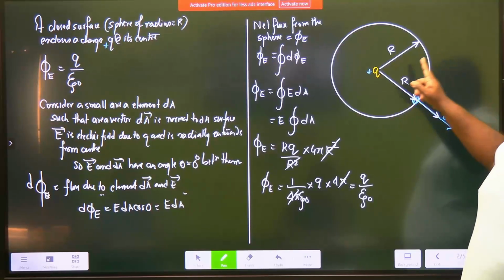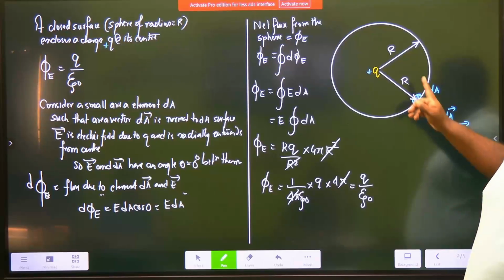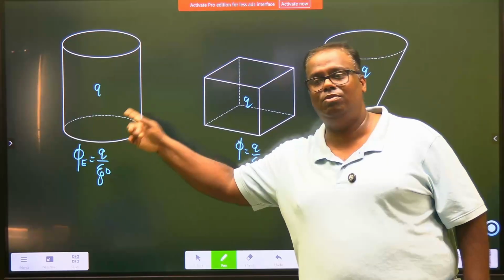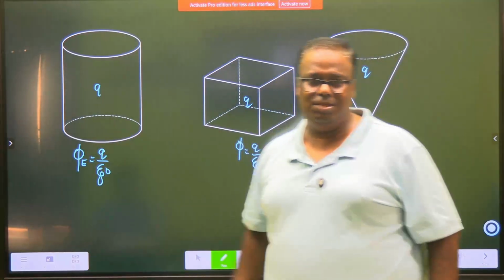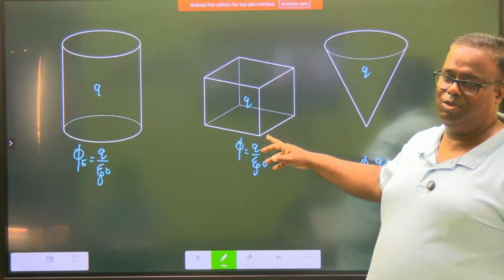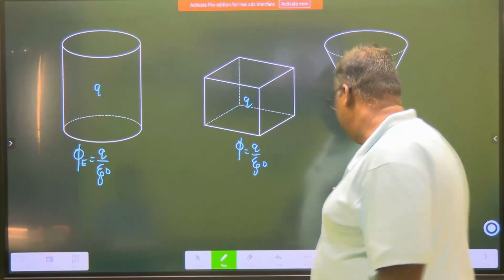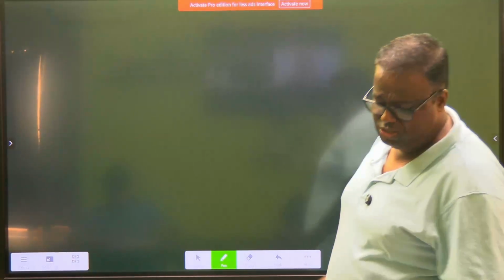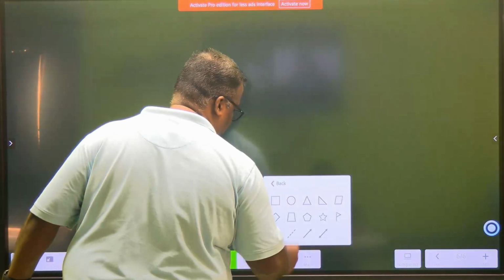In this case, my 3D surface and Gaussian surface are the same. The formula is valid. I can just write Q by epsilon naught. In this case, my given surface, which I will always call the 3D closed surface, and the Gaussian surface are the same. Here also the answer will be Q by epsilon naught. Here it may or may not be, but we will see. Understood? So let's take some scenarios and see what happens in our charge distribution flux calculation. Let's take our first example.